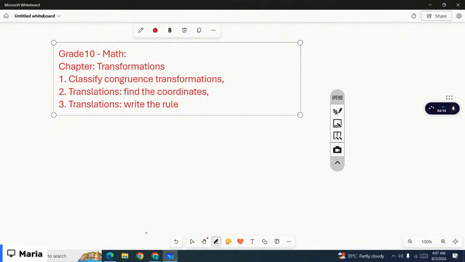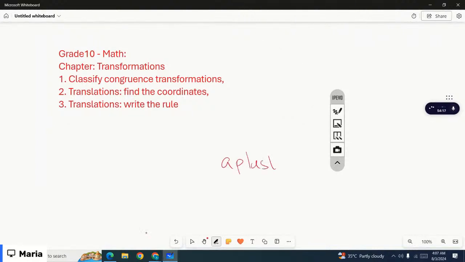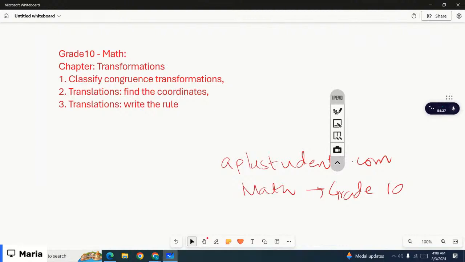You can find all the lessons on aplusstudents.com. You have to log in there using your email address and password as provided by the administrator. Then you have to select math from the subject tab, scroll down to grade 10 math, and then click on view all lessons. There you can find a list of the chapters with translations, find the coordinates. Translations, write the rule.